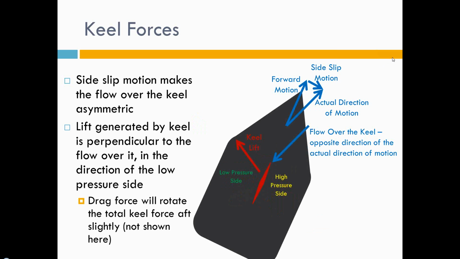So the keel develops a high pressure side and a low pressure side, and we know that the lift force is going to be perpendicular to the flow and in the direction of the low pressure side. So that's where this red arrow for the keel lift comes from. As we introduce drag, I'm not showing it here, I didn't want to overcomplicate things, but basically the total force would just be rotated toward the stern a little bit more. But we're just going to deal with it as lift today, just to get the points across. Okay, so that's keel forces.